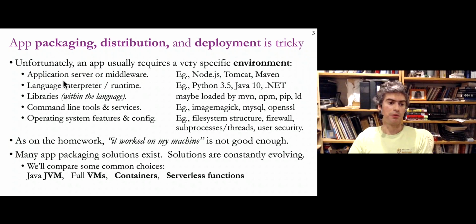For example, you might need a particular application server like Tomcat, which we use in some of the homework, or Node, or Maven, a tool you might need to deploy your software. You're usually writing code in a particular language, and you might need that language runtime or interpreter installed, for example a specific version of Python. If you're developing in Python, the version installed on the target system needs to be similar to the version you developed on. Same thing goes with Java. Java requires a runtime environment.